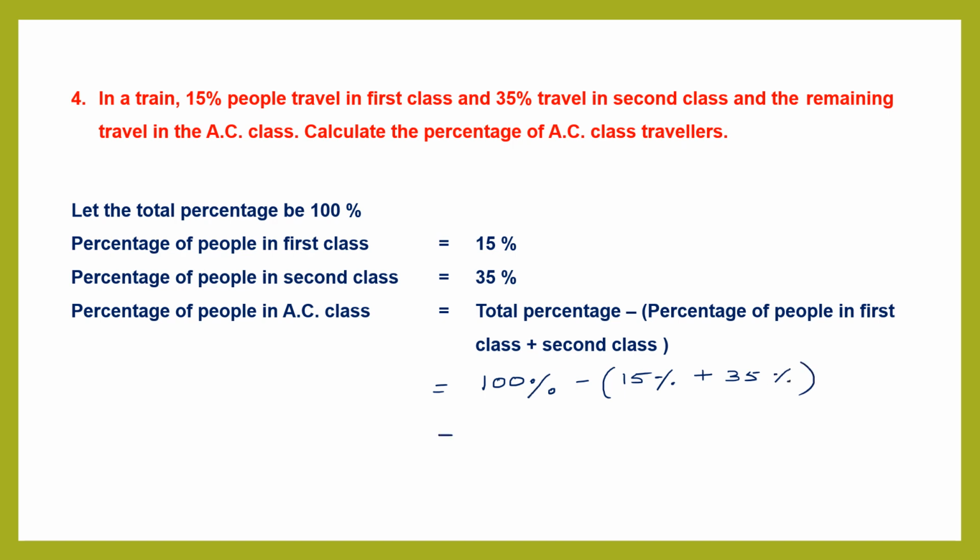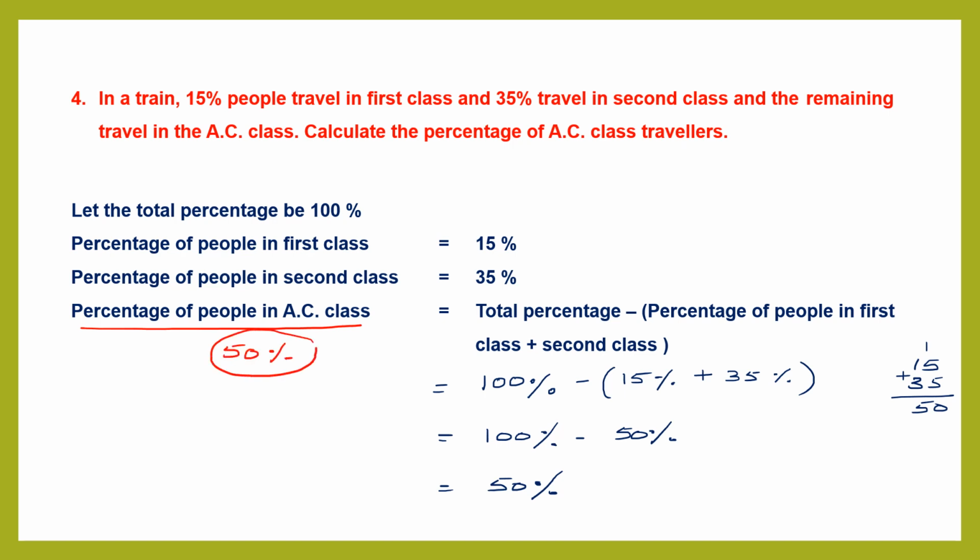So now what do we get? We get 100% minus, now 15 plus 35. How much is that? 15 plus 35. Add it up. 5 plus 5 is 10. Carry 1. 1, 2, 3, 4, 5. That is 50%. Now 100% minus 50% is 50%. 100 minus 50 is 50. So now we have found the percentage of people traveling in the AC class. Percentage of people traveling in the AC class is 50%. So this is our answer.